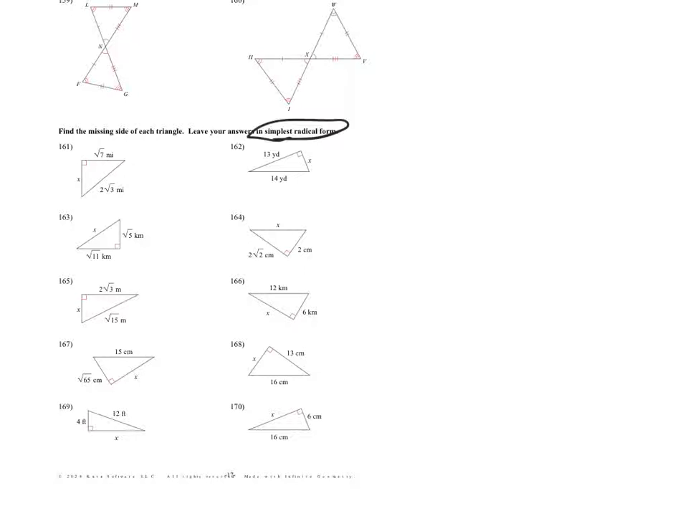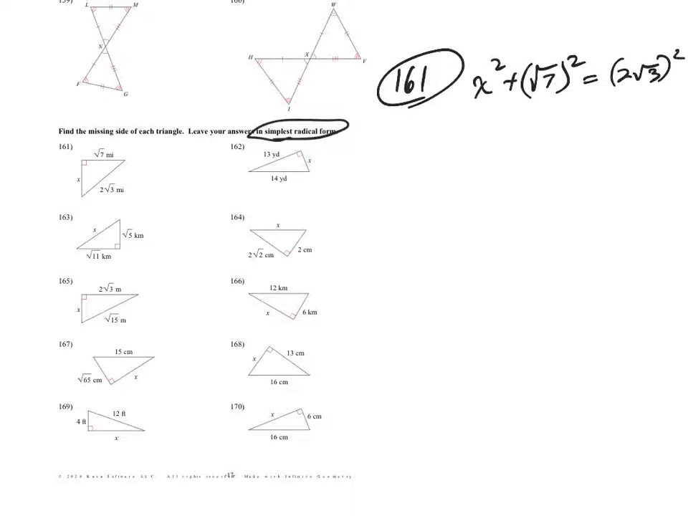So I'm going to start on problem 161 here. I've got the hypotenuse as one of the ones I'm given, so I'm actually going to be subtracting the squared leg from the squared hypotenuse. But you can set it up like normal if you want, which is x squared plus the square root of 7 squared equals 2 times the square root of 3 squared.